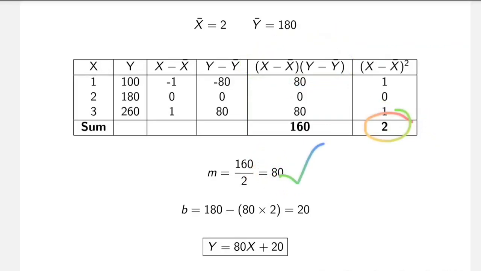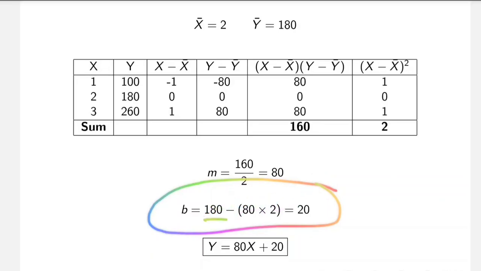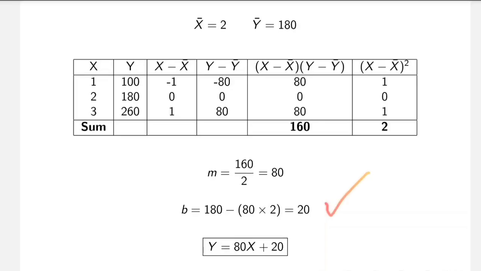Then m is 80, as I have explained clearly. If you want b, b is 180 minus 80 into 2. Okay, this is my b. So y is equal to, if you substitute all those values in the equation, this is what the equation is.